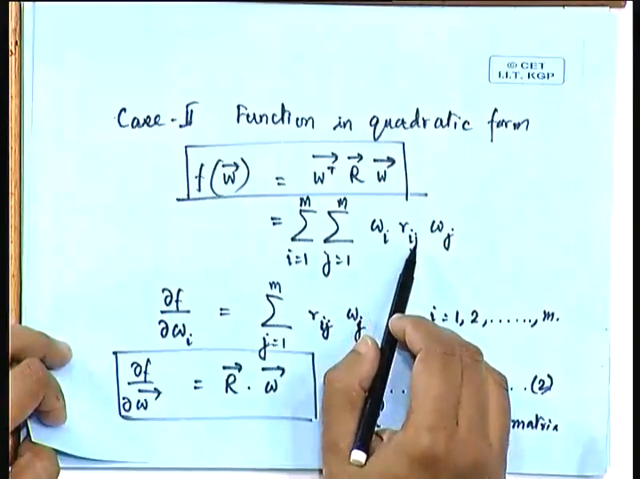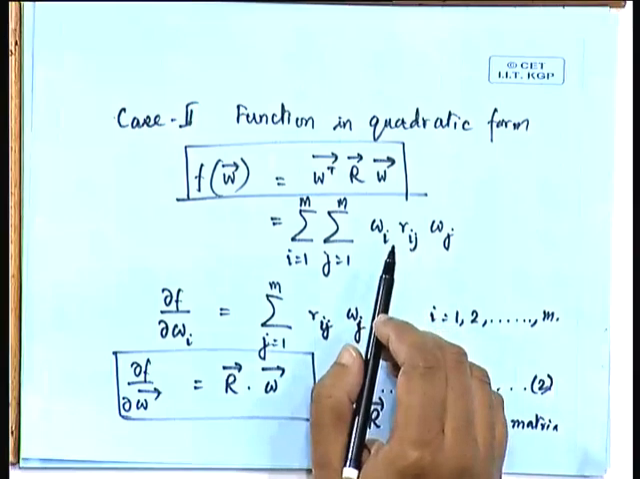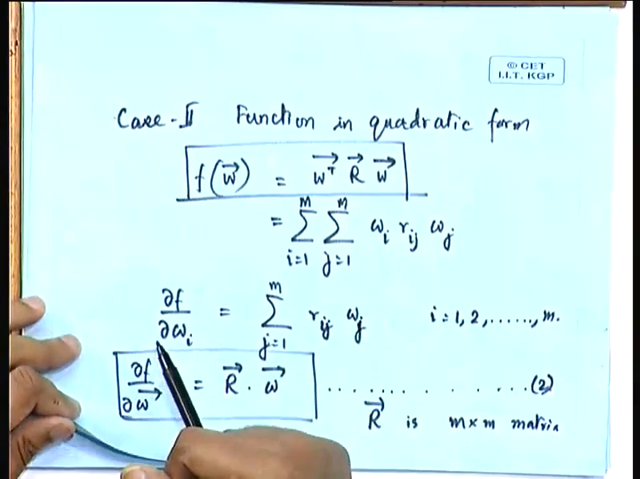Yes. Differentiation with respect to vector, yes. Case 2. Okay, good. This was summation i equal to 1 to m and j equal to 1 to m of w_i r_ij w_j. It is not omega, this is w. Yes, w, sir. In the case i equal to j, when you differentiate, will you get a 2?